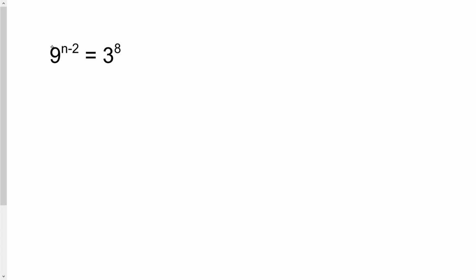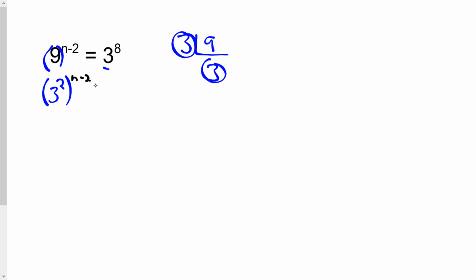All right, looks like I need to change my 9 to have a base of 3. So if we do this here, 9 divided by 3 is 3. So we can write 9 as 3 squared. And what I'm left with is this n minus 2 here and 3 to the power of 8. Now, 2 times n minus 2. I'm going to take this kind of over to the side here.